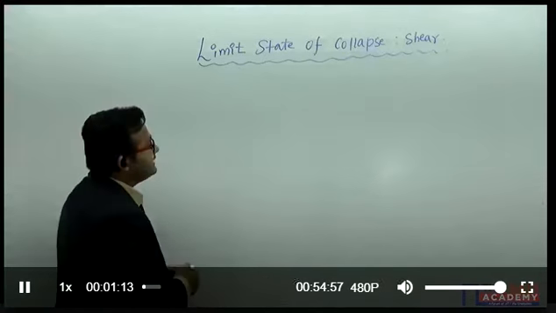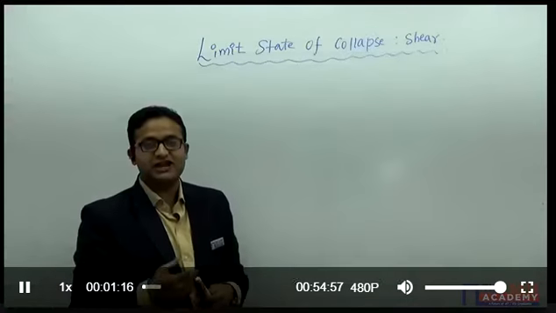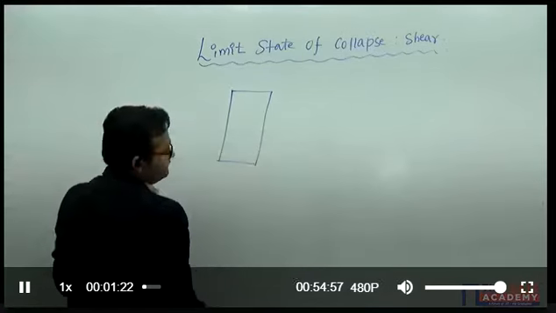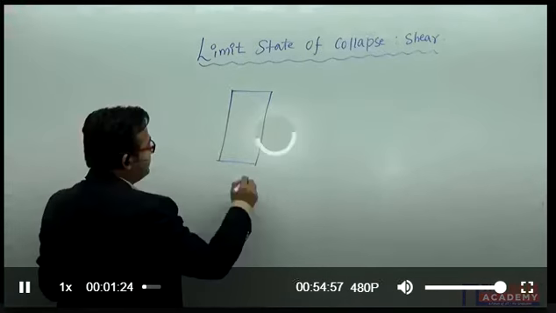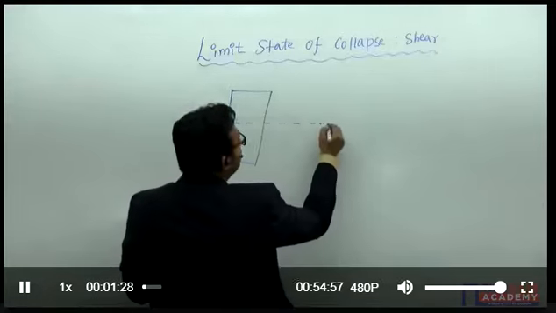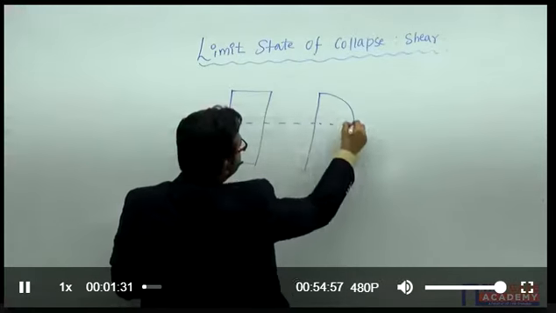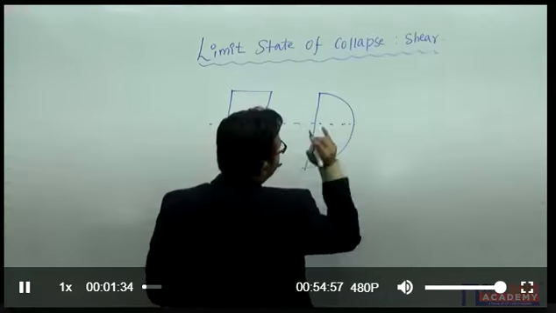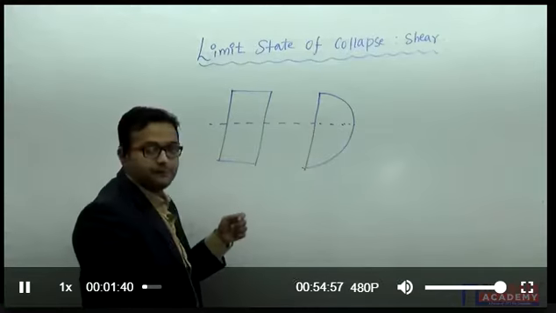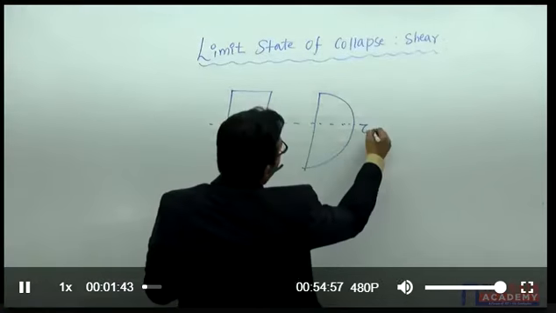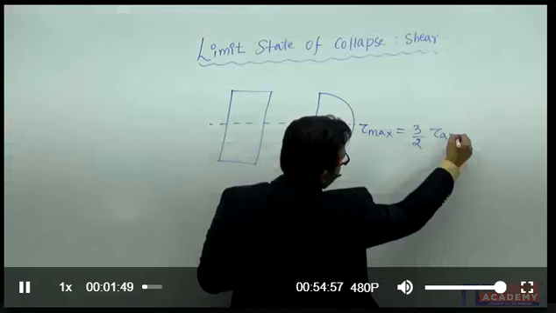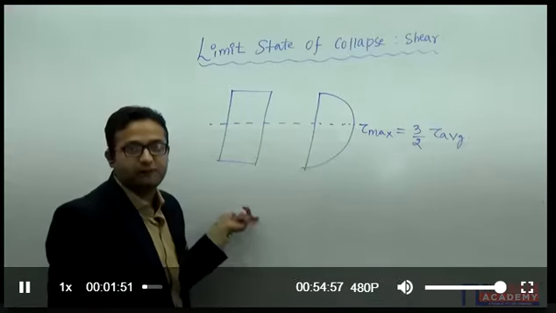We already discussed the shear stress distribution in the strength of materials. Suppose I have one beam which is homogeneous, of the same material. The shear stress distribution I can draw here, and it is parabolic. It is maximum at the CG of the cross section. So this is your tau max, and it is equal to 3/2 of tau average. This we have already studied in the strength of materials.